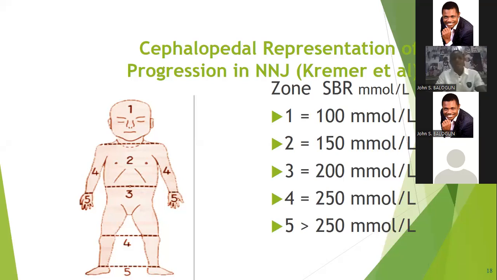Like I was saying, by the time you see that the level of the jaundice is at the lower abdomen, below the umbilicus, and up to the thigh, you know the level is already up to 200 micromole per liter. Once it is up to the knee and the leg, but not going to the foot, the level is about 250 micromole per liter. But once you start seeing it in the feet, the level is above 250 micromole per liter, and it is already requiring exchange blood transfusion or intensive phototherapy, as the case may be.